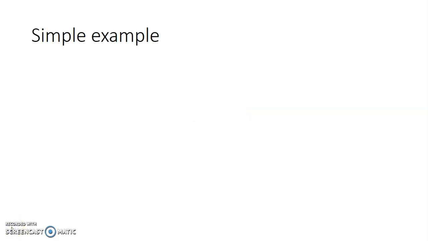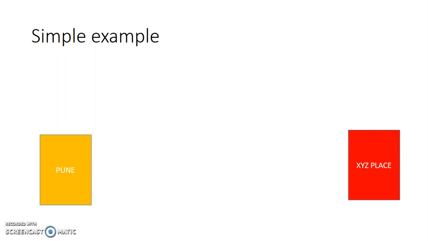Let us start with a simple example. Say I stay at Pune and I know the languages English, Hindi and Marathi. And there is one place, say XYZ place, which is at a remote distance from Pune. I came to know that at XYZ place, I can get diamonds at a very cheap rate, say 100 rupees per diamond. And I need to purchase these diamonds.